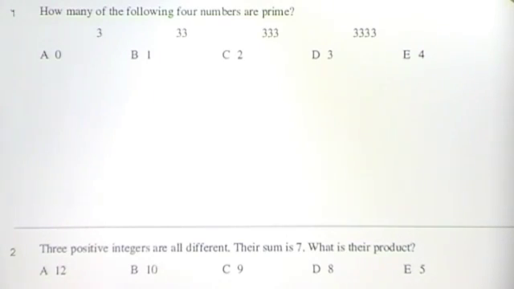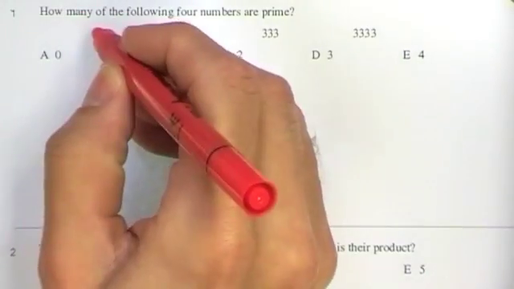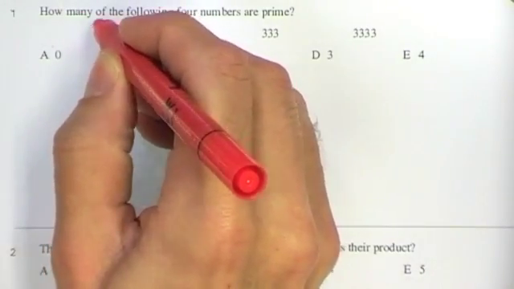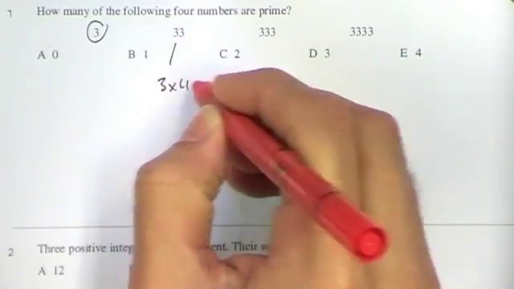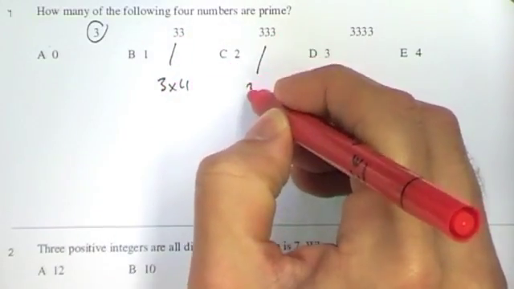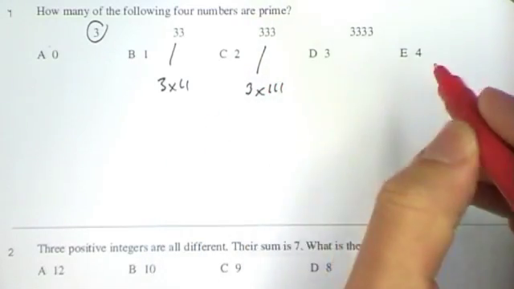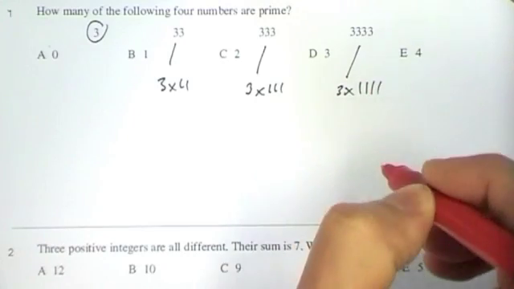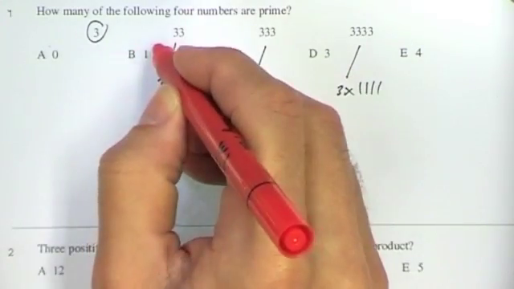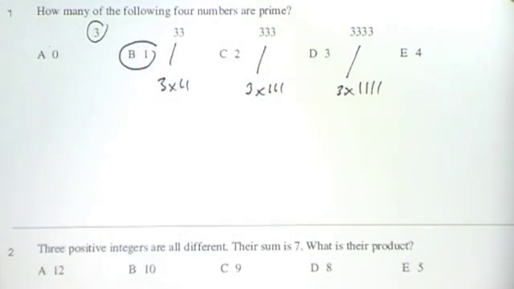Question 1. How many of the following four numbers are prime? Well, I know 3 is prime, so that's one of them. 33, that's going to be 3 times 11, so that's not prime. This is going to be 3 times 111, so that's not prime. And that's going to be 3 times 1111, so that's not prime. So the answer there is B, only 3.